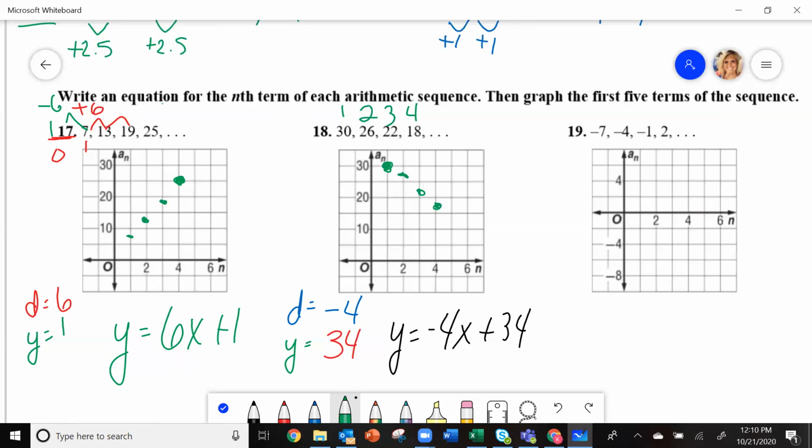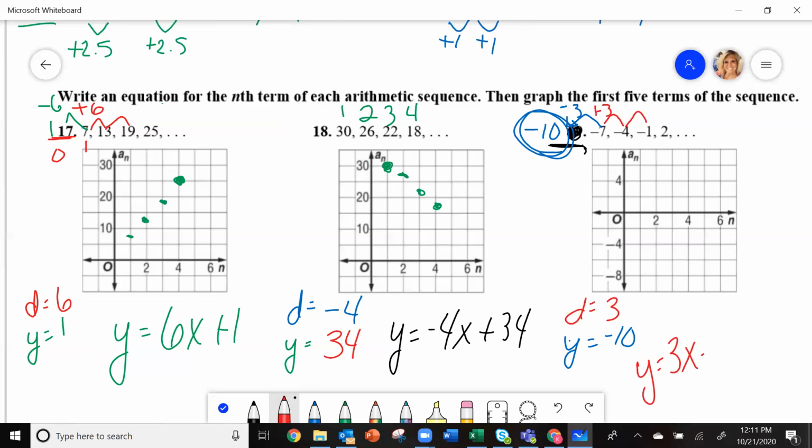On number 19, what is my common difference? What is happening? Am I going up or am I going down? You should have found that you were going up by 3. So my d is positive 3. So if I go backwards, because I have to go back to the very beginning, instead of adding 3, I would subtract 3. Negative 7 minus 3 is negative 10. This is your starting point. That is your y-intercept. My y is negative 10. So my equation would be y equals 3x minus 10.